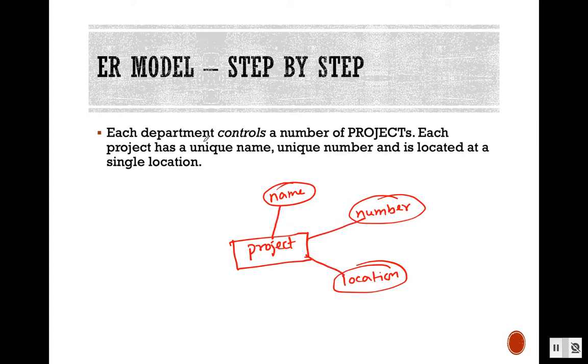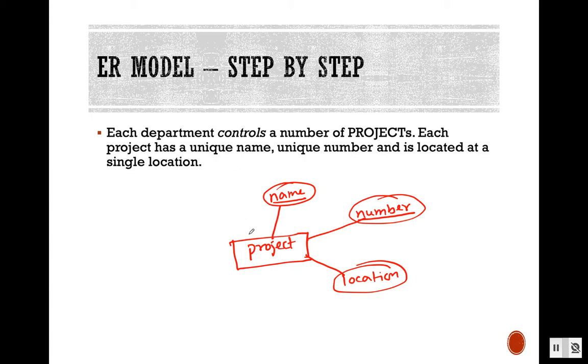So it explicitly says, it's a unique name, means it will be a key attribute, unique number. So number will be also a key attribute. So it's located at a single location, means each project will have only one location, means it's a single valued attribute.